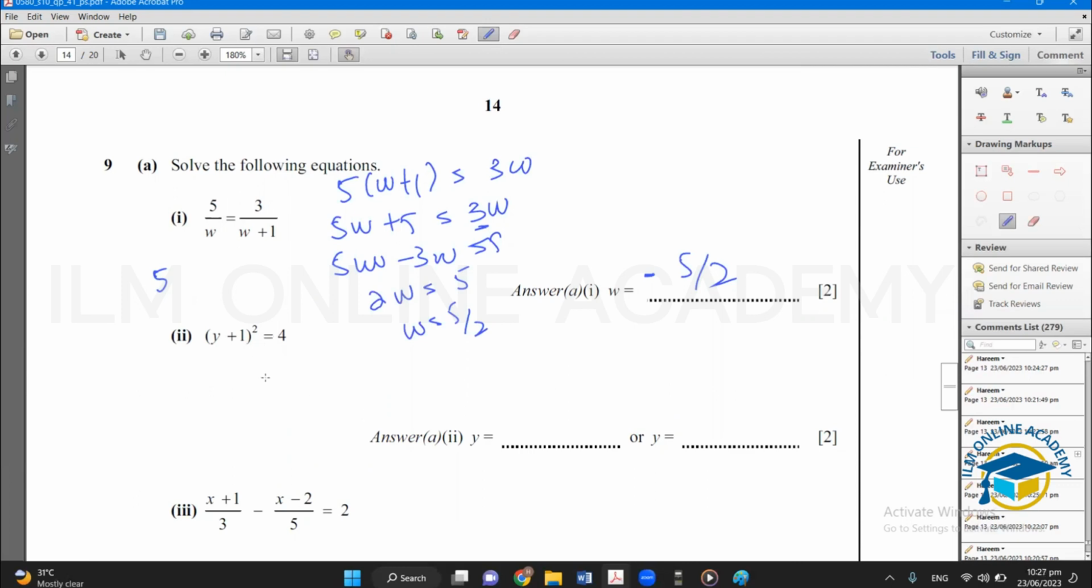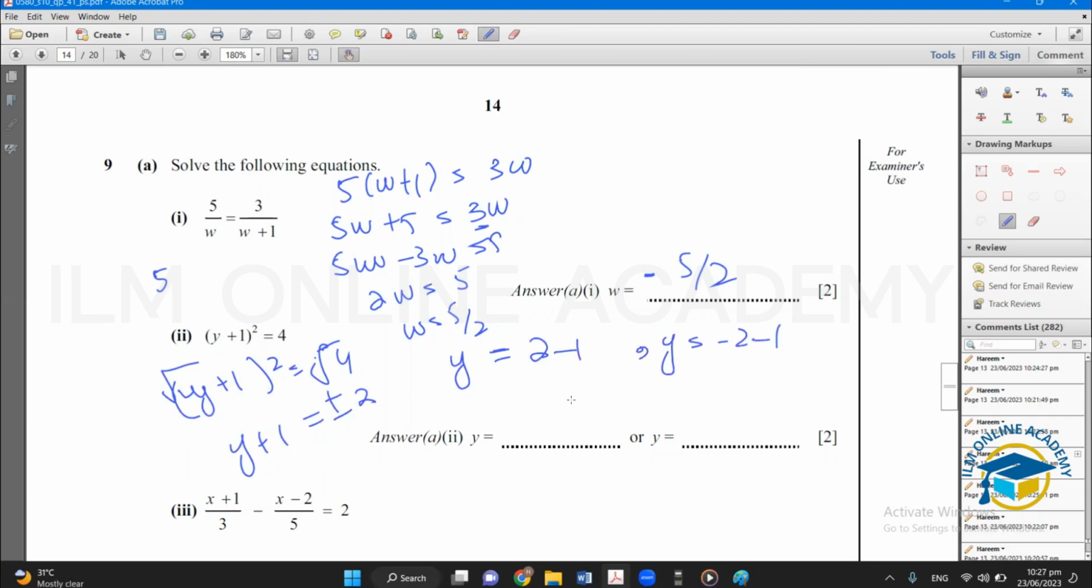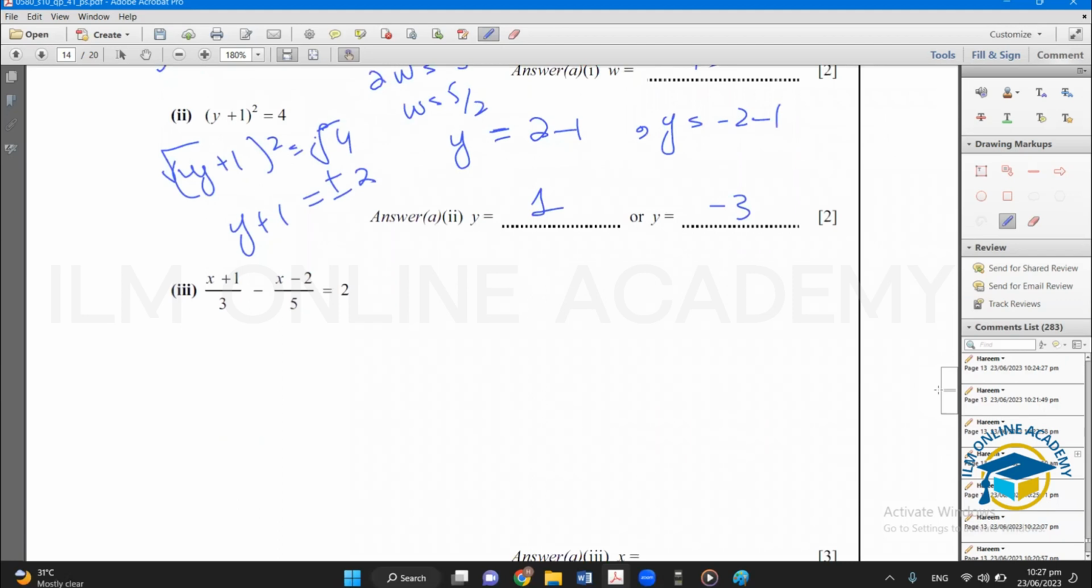For this part, you just have to apply the square root. So the answer would be y plus 1 equals plus minus 2, and y equals 2 minus 1 and minus 2 minus 1. So it's 1 and minus 3. Okay.